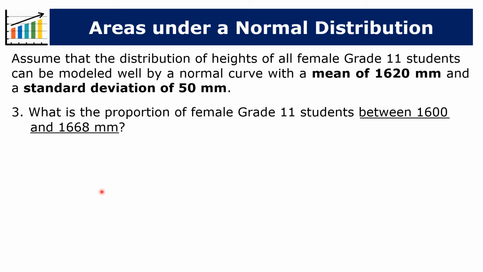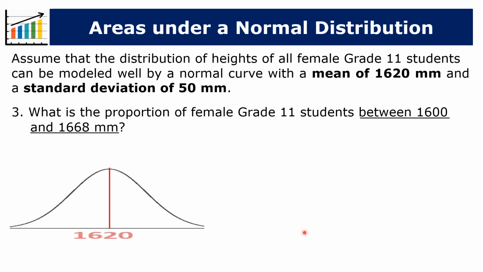Okay, for question number 3, what is the proportion of female grade 11 students between 1,600 and 1,668 millimeters? So, how many of the female grade 11 students have a height between 1,600 to 1,668 millimeters? So, again, we are going to illustrate this one into a normal distribution. Okay, so we have this curve or graph. So in this case, the mean is still 1,620.